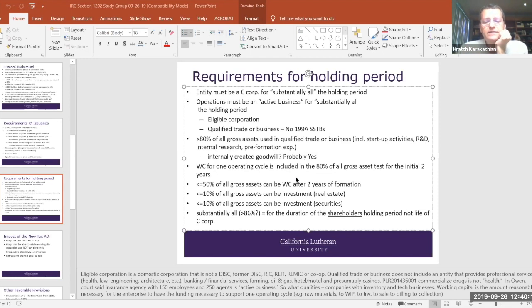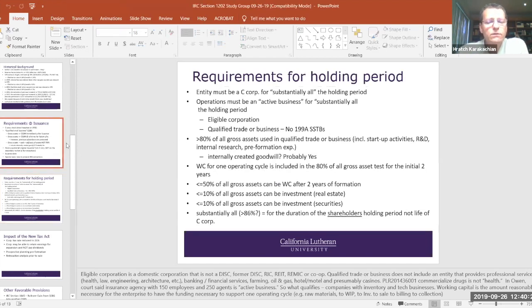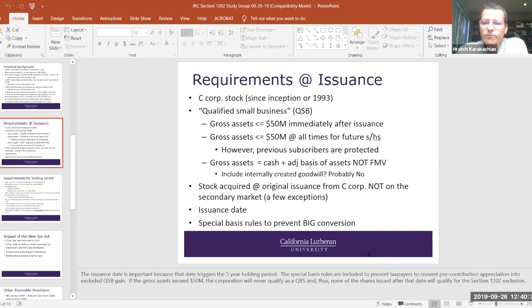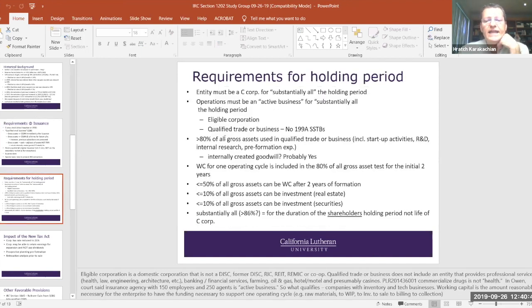Now, in this case, and this would probably be the case if the entity has been around for quite some time, if there's internally created goodwill. In the previous issuance, internally created goodwill, because we were looking at the adjusted basis, probably would not factor in. But here, for purposes of the 80%, any internally created goodwill most likely would have to be computed and included in the 80% test. And that requires, as you probably know, some type of evaluation.